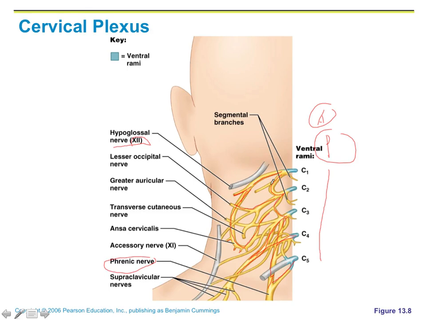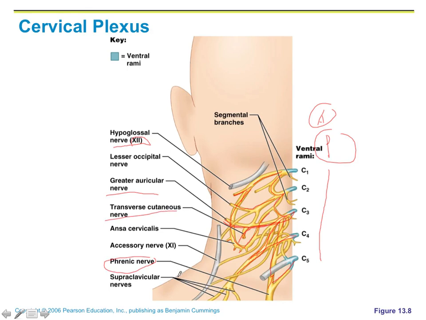Where the C3 will send two parts. Okay, C3 will send two branches. So first one is the greater auricular nerve. Okay, the second is the transverse cutaneous nerve. So this is also from the C3. So C3 sends two nerves. All these two nerves are on the anterior side: greater auricular and transverse cutaneous.